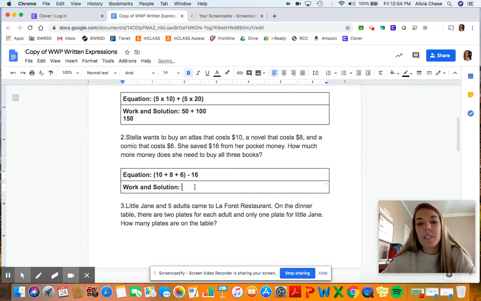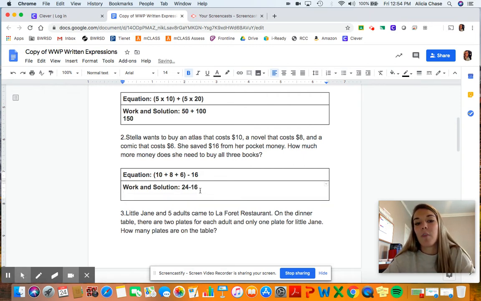Are there any parentheses? Yes, there are. So I need to solve what's in that first. 10 plus 8 is 18, plus another 6. So 18, 19, 20, 21, 22, 23, 24. So I'm at 24 minus 16. Okay, I'm going to enter down for my next step. You might want to space your space bar over so you're under it again.